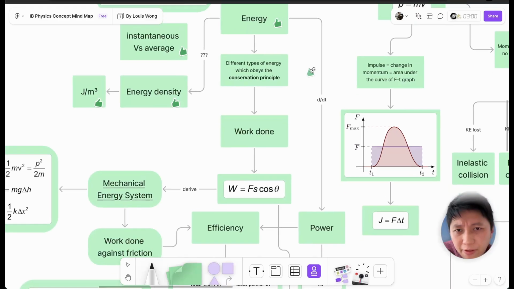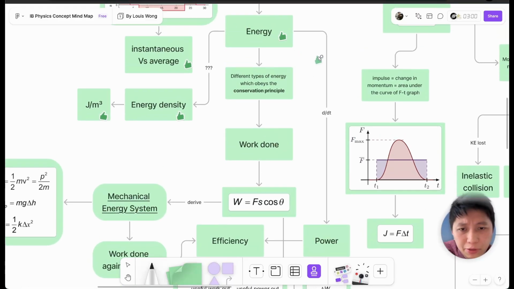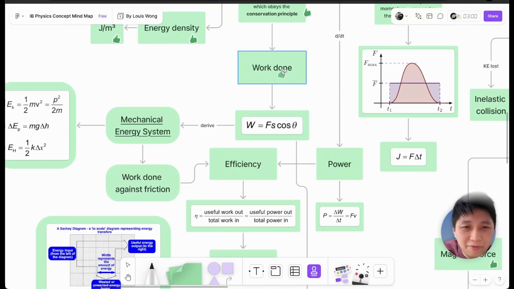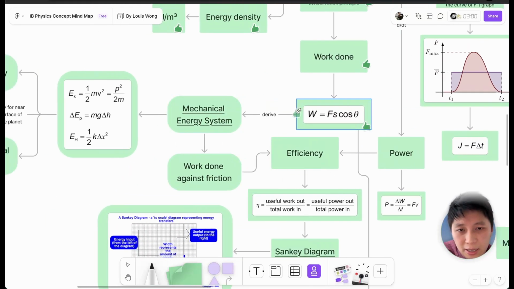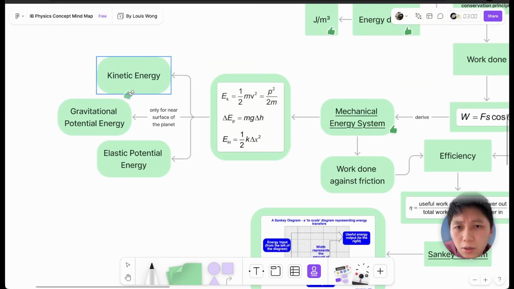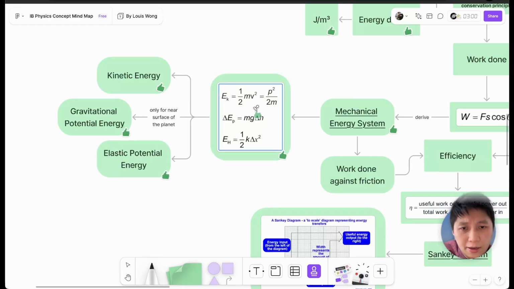But going back to a more fundamental idea, first thing is we want to introduce you to different types of energy, not all of them because of the time, but the important idea is they would then obey the conservation principle. And then the very first idea we come to mind should be work done, which is described by this equation, and then it helps us to derive the 3 mechanical energy equations in a system, namely kinetic energy, GPE, and also elastic potential energy, which is provided in your data booklet. I'm sure you all know them.